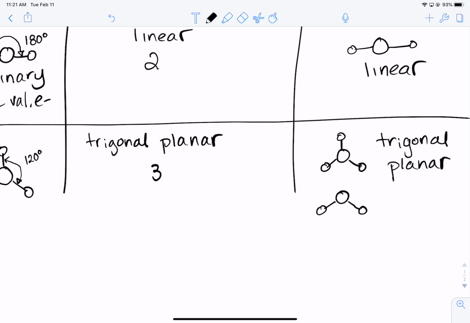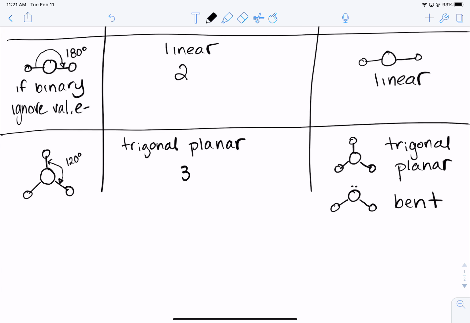So this is the shape. You've got the little lone pairs right there, and we call this bent. So electron geometry differs from molecular geometry. Electron geometry just, you say to yourself, how many electron clouds are surrounding the central atom, and then you say, all right, are all 3 of them elements, or is one of them a lone pair?